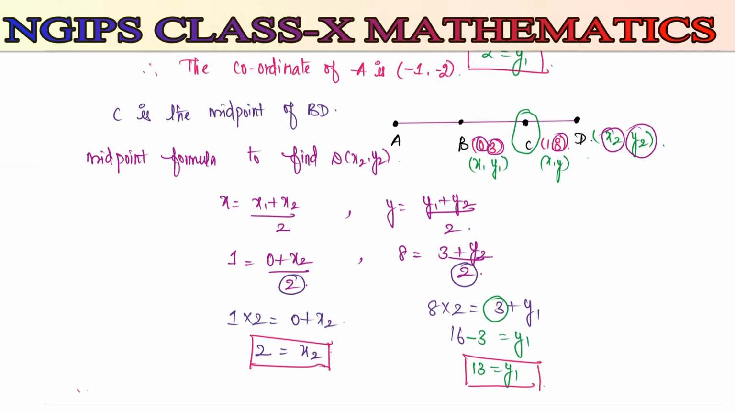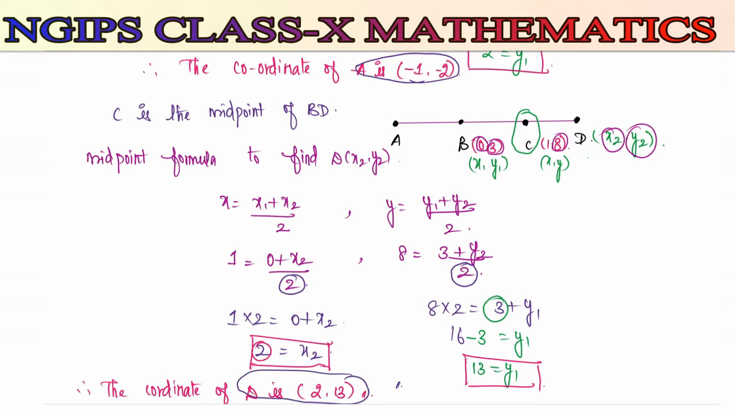Therefore the coordinate of D is, first the x value 2, comma, 13. So this is the final answer. Finally, here for A we got the value as (-1, -2), and for D we got the value as (2, 13). These values are the coordinates of A and D.